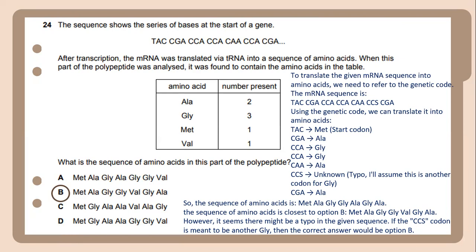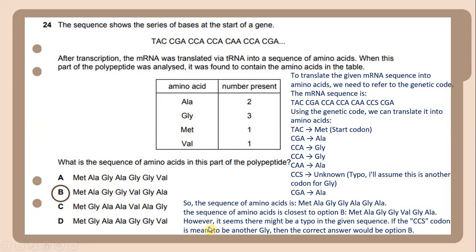To translate the given sequence into amino acids, we need to refer to the genetic code. The sequence is TAC, CGA, CCA, CCA, CAA, CCS, CGA. Using the genetic code, we can translate it into amino acids. So TAC goes to MET, which is the start codon. CGA moves to ALA. CCA is GLY, CCA, GLY, CAA becomes ALA, and CCS is actually unknown. I would assume this as another codon for GLY, and CGA is also ALA. So the sequence of amino acids is MET, ALA, GLY, GLY, ALA, GLY, and ALA. So the sequence is closer to option B.